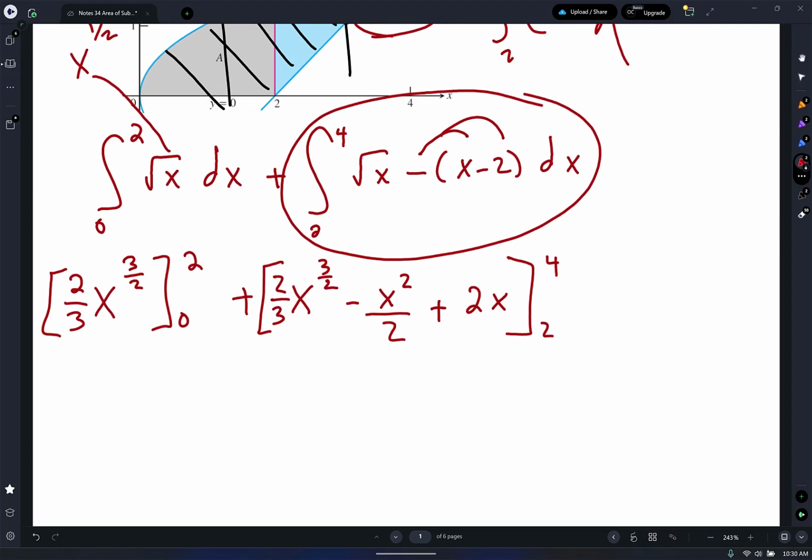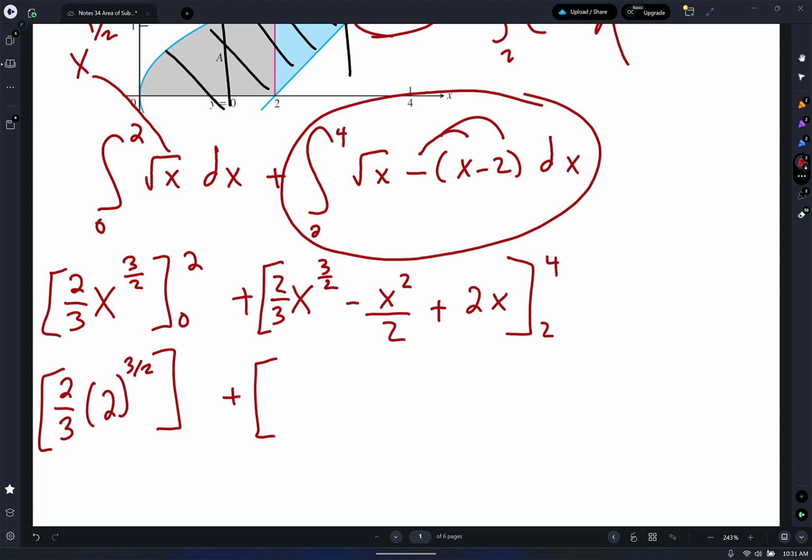I don't have to worry about the 0 for this lone guy, because 0 to any power is 0. Well, except to the 0, but that's a different scenario. That's indeterminate, so don't even worry about that. So all I got to do is worry about that 2. So 2/3, let's see, 2 to the 3/2. I guess for now I'll leave it like that. Plus, and I'm doing upper minus lower.